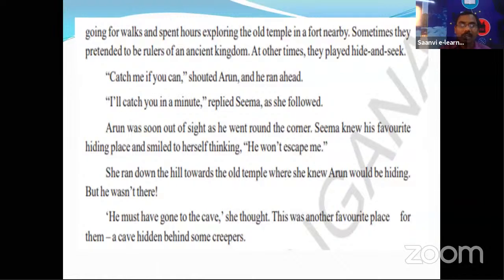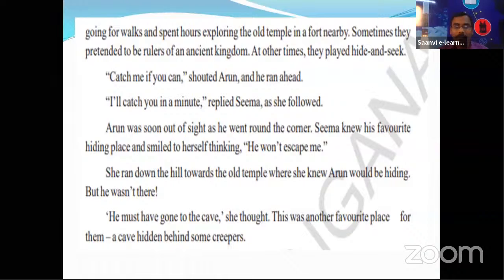Then she ran down the hill towards the old temple where she knew Arun would be hiding. Seema thought that Arun would be hiding in the old temple. This is where he usually hides. That's why she said that he won't escape me. But he wasn't there. When she reached the old temple, she searched for Arun, but she couldn't find him.